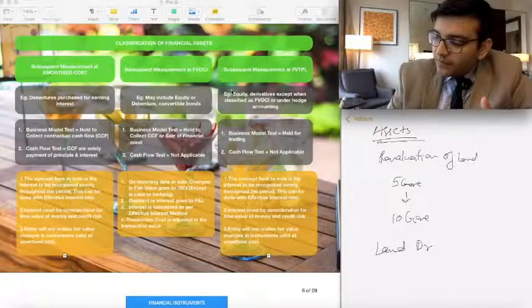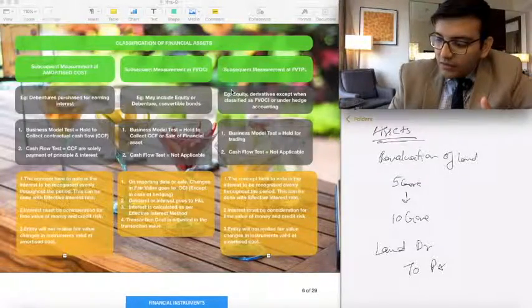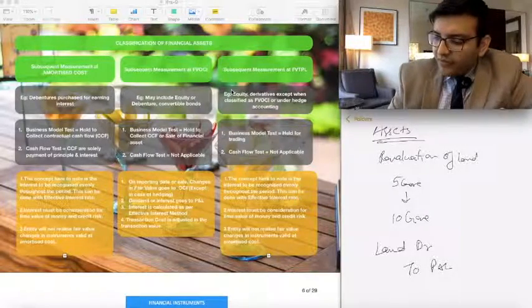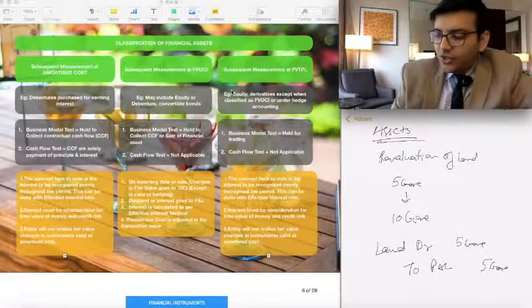Land account debit to P&L. This would be the entry. And suddenly the profit increased by 5 crore. Nobody knows why. And next year you do it.